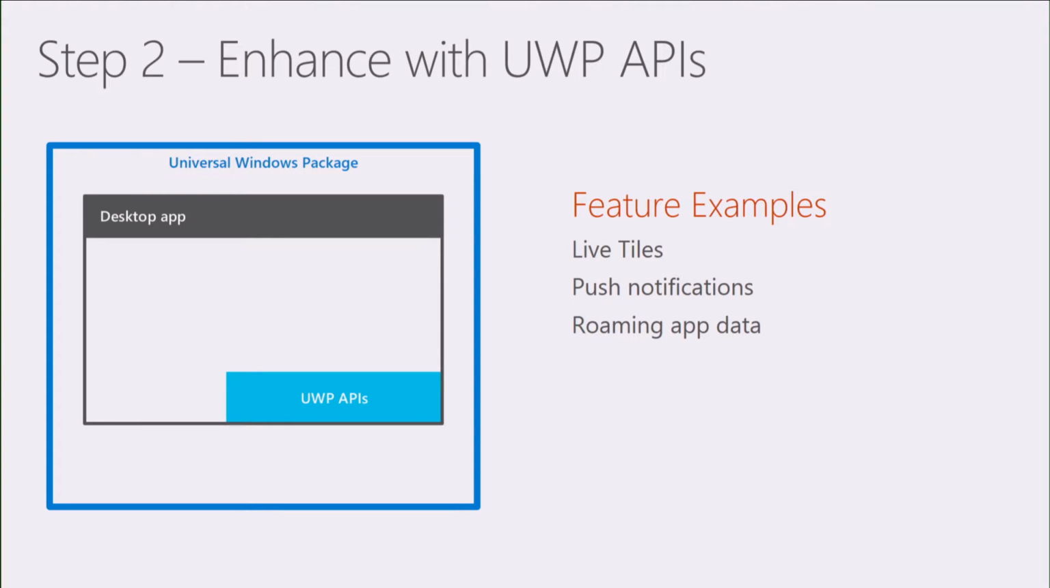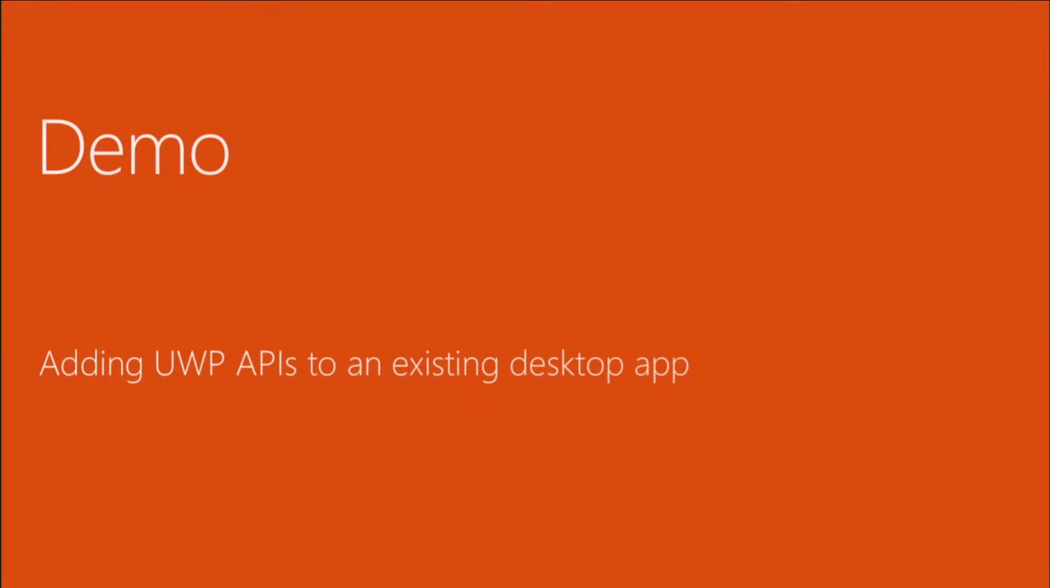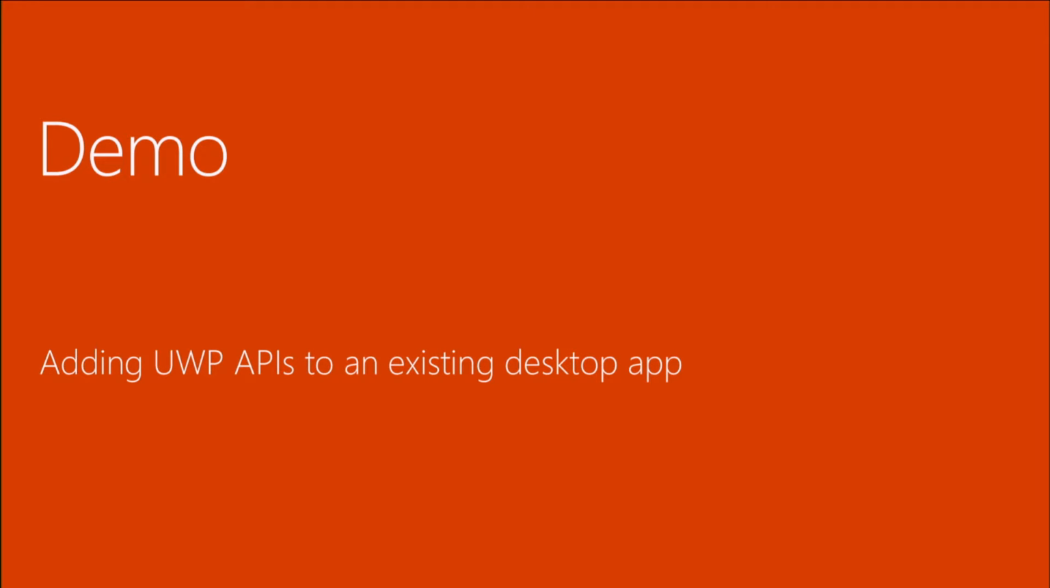At this point, we have this thing. We want to enhance it with these UWP APIs to have new functionality in our application. And I'm going to show you the health clinic application, the WPF app, and really show you how you actually add new APIs into that. So let me switch over this cable really quick.